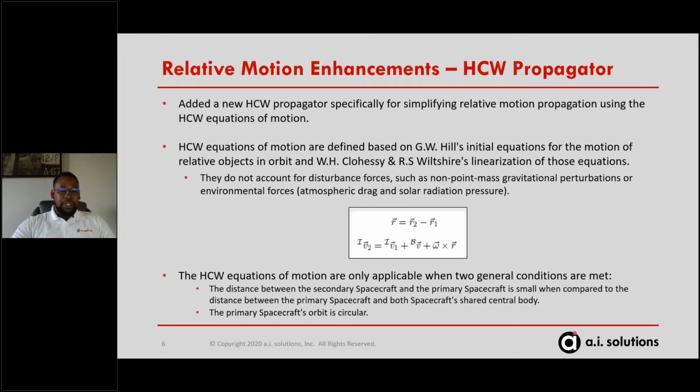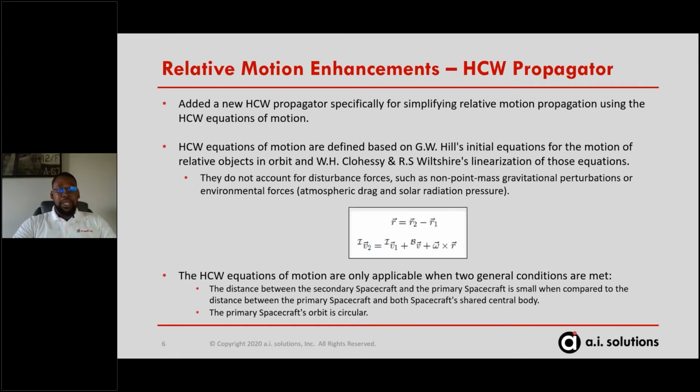Now, the HCW equations of motion, when they're being used, are only applicable when two general conditions are met. And that is when the distance between your secondary spacecraft and the primary spacecraft is small, as compared to the distance between the primary spacecraft and both spacecraft's shared central body, and when the primary spacecraft's orbit is circular or basically near circular.